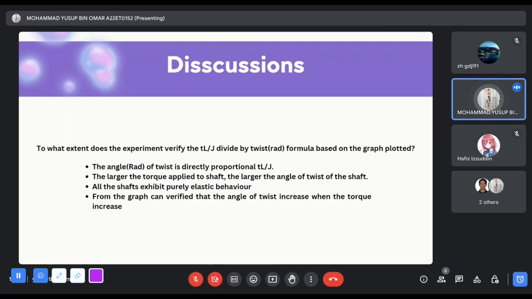So the larger the torque applied to the shaft, the larger the angle of twist of the shaft. And all the shafts exhibit purely elastic behavior, as they twist when we apply the force. So we can conclude that the graph verifies that the angle of twist increases when the torque increases.